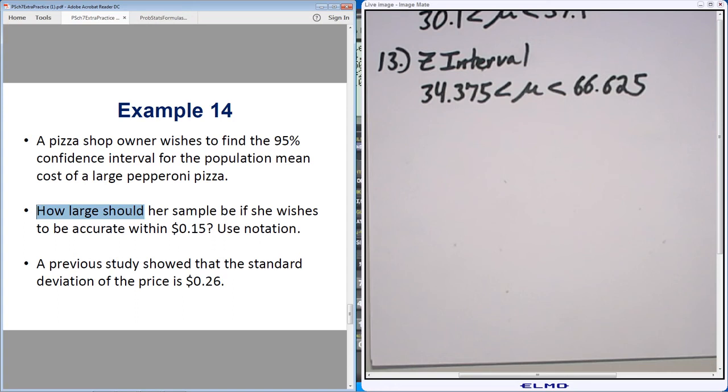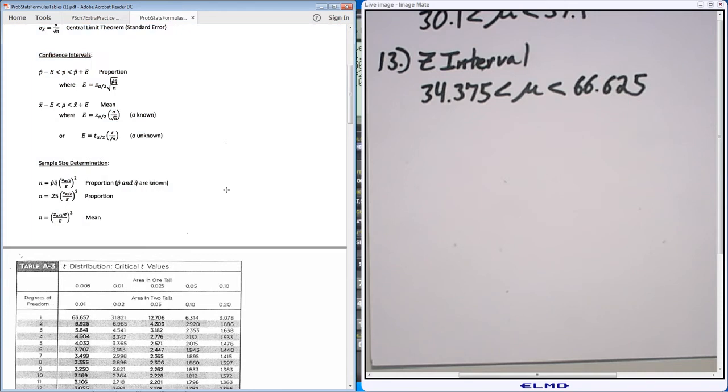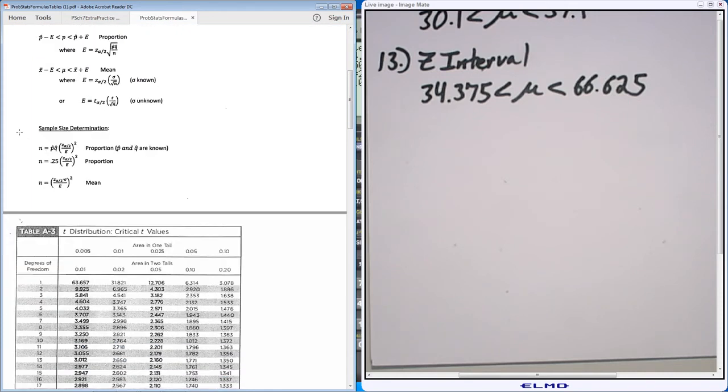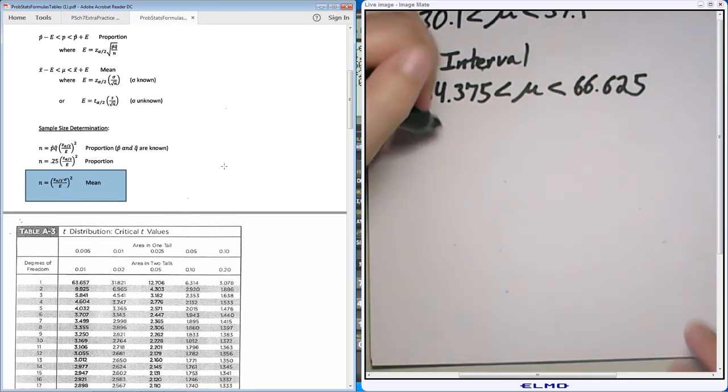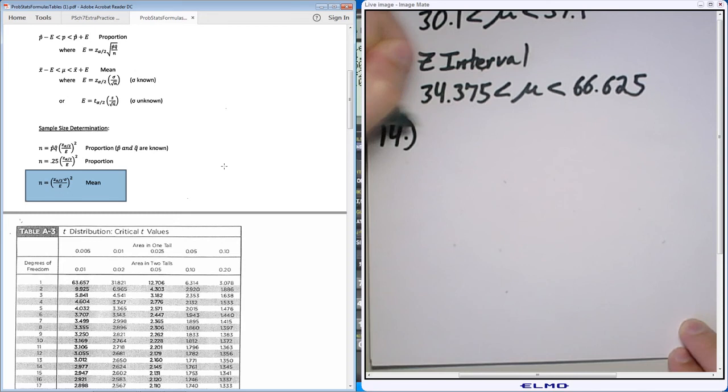So this is a minimum sample size problem. I know that because of this wording. How large should her sample be? Let's try saying that 3 times fast. Well, it's either for a mean or a proportion. This one's for a mean. So let's go over to the formula sheet. Sample size determination for a mean. It's the very last one on that page. That's the formula we'll use for 14.